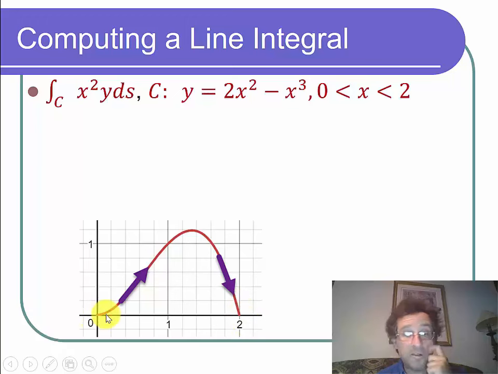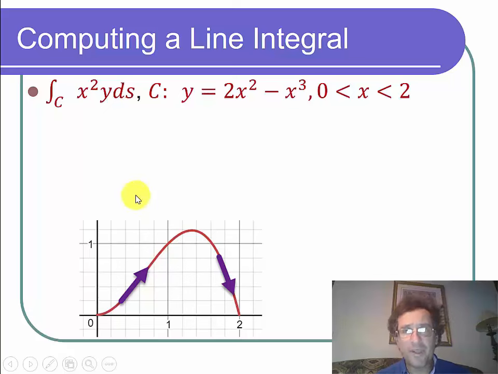And it turns out that when we have line integrals, the direction matters. Because if we go backwards, we'll end up from 2 to 0, and we'll end up with a negative answer of what we would get if we went forwards. So always pay attention to the direction at which we're moving along the curve.